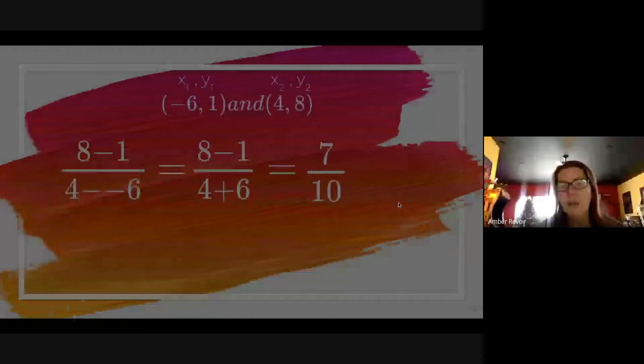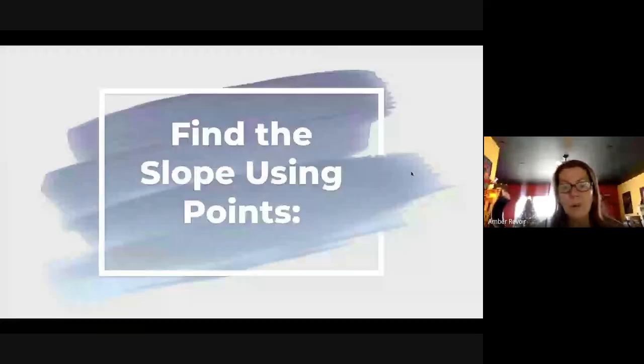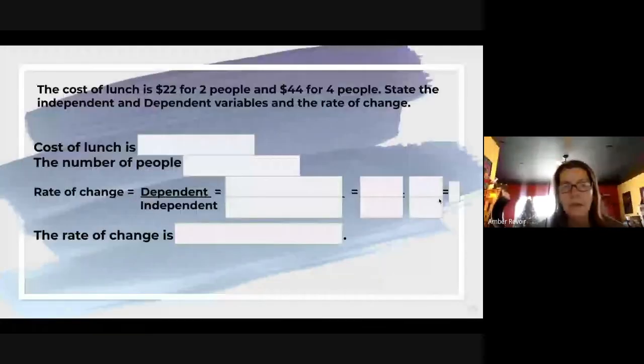Now we're going to find the slope using points. Okay, so here we've got kind of a word problem, right? The cost of lunch is $22 for 2 people and $44 for 4 people. State the independent and dependent variables and the rate of change. And then we'll decide, is it a slope, right? So we've got here 22 for 2 people.